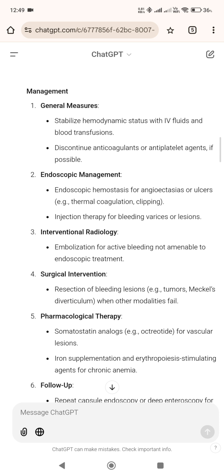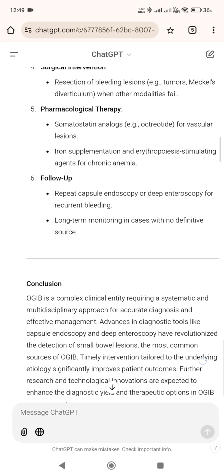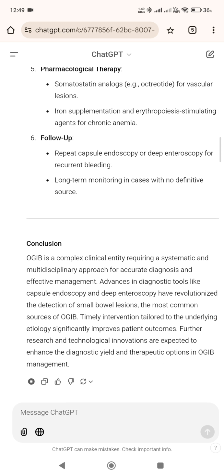5. Pharmacological therapy, somatostatin analogs, e.g. octreotide, for vascular lesions. Iron supplementation and erythropoiesis-stimulating agents for chronic anemia. 6. Follow-up. Repeat capsule endoscopy or deep enteroscopy for recurrent bleeding. Long-term monitoring in cases with no definitive source.